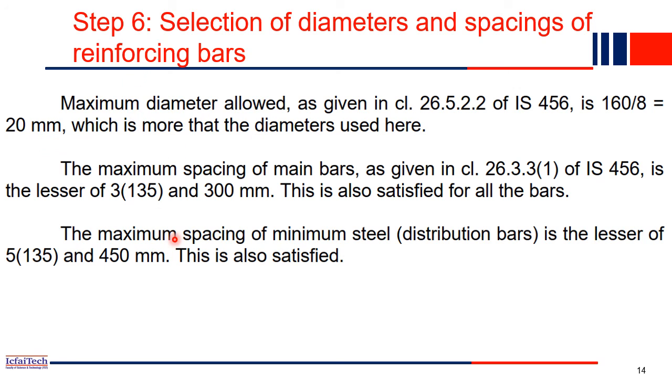Maximum diameter is fine. For the maximum spacing of the bars, this clause mentions it should not be more than 300 or 3 into d, small d. What we have provided is only 170 and 200, which is less than these two values, so this is also satisfied. The maximum spacing for the minimum steel distribution is also satisfied. All these criteria we have to check, and only if they are satisfied can we proceed and our design will be accepted. So step 6 is over, checking is done.